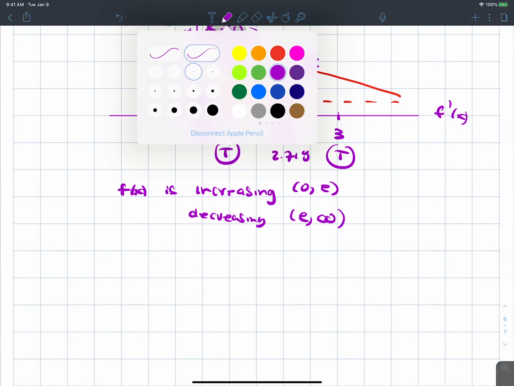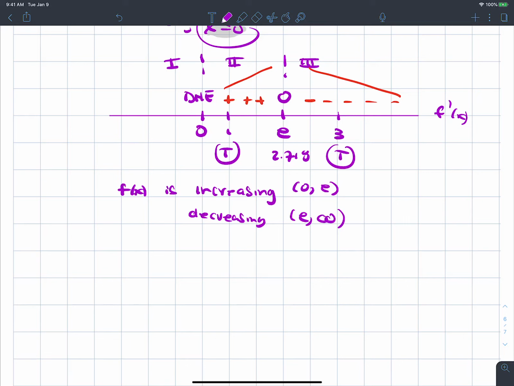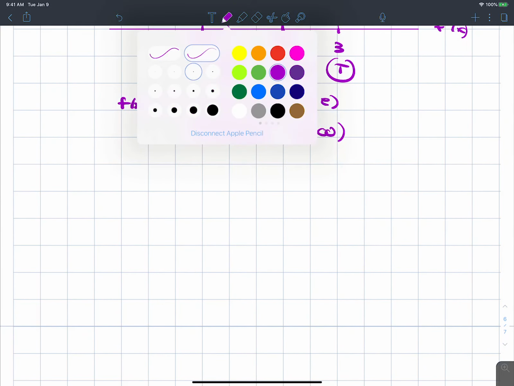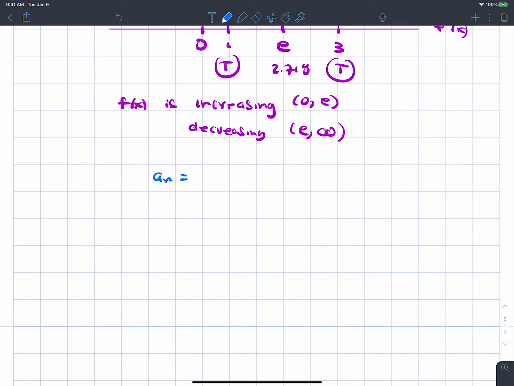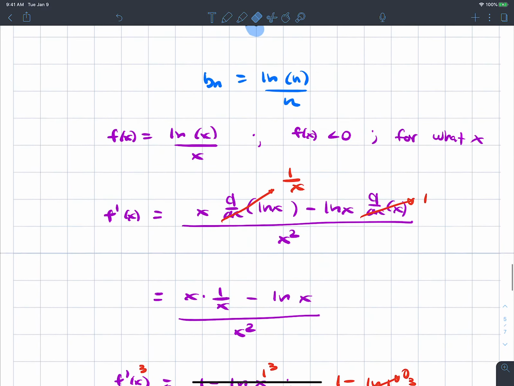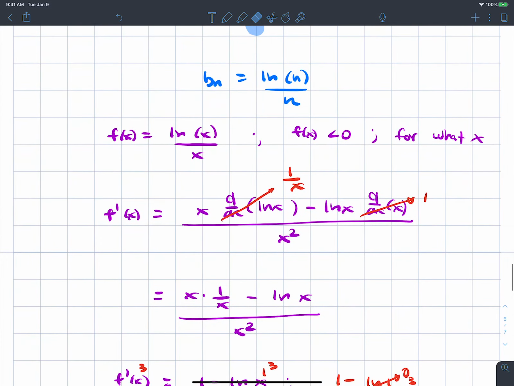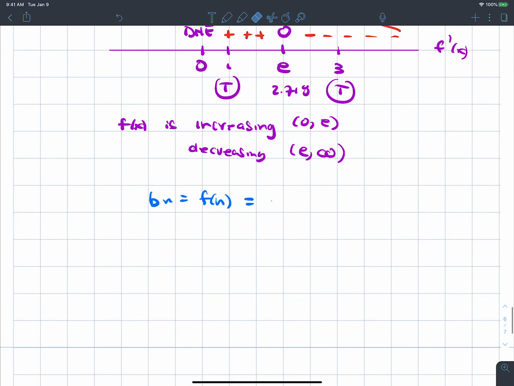So one thing you could do here is consider the following. Remember, if you look at this function as having a domain of natural numbers, which is what we're looking at, it's b_n. What was that function again? Natural log. Okay, ln n over n. So my b_n is natural log n over n.